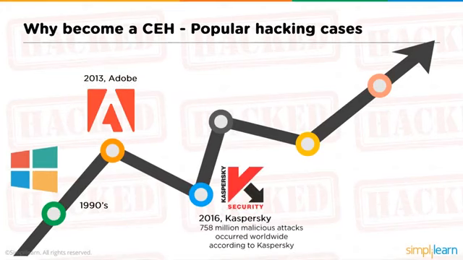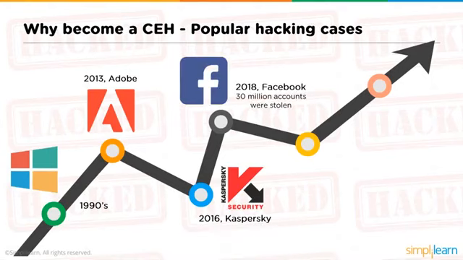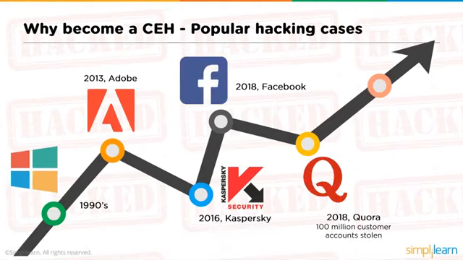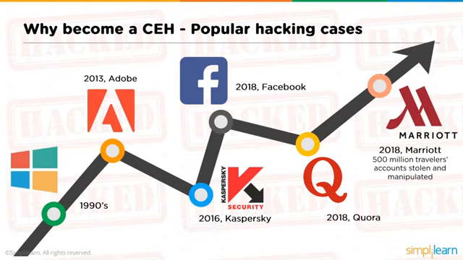In 2016, Kaspersky, which is an internet security firm, announced that there were 758 million malicious attacks that occurred worldwide. Imagine that, 758 million malicious attacks that were identified and reported. In 2018, Facebook reported a loss of 30 million accounts that were stolen. 2018 again, Quora reported 100 million customer accounts being stolen. And in 2018 again, Marriott, 500 million travelers' accounts stolen and manipulated.